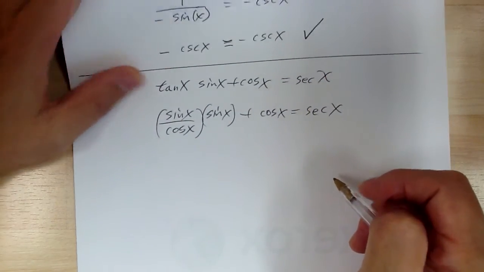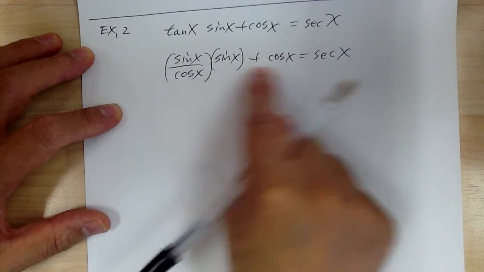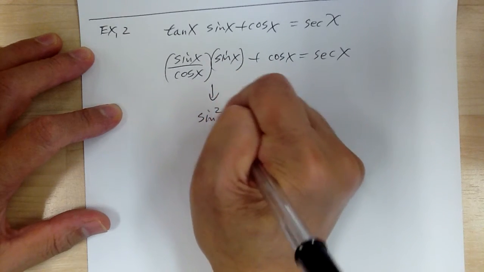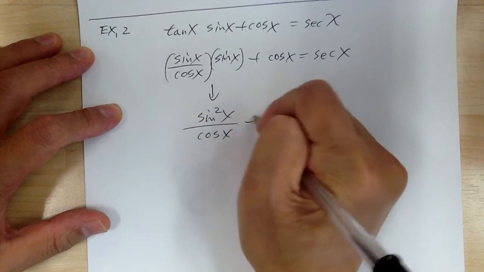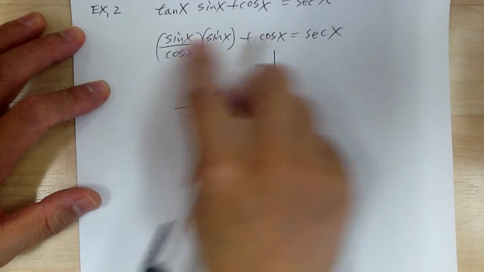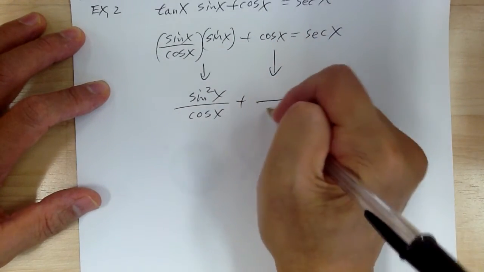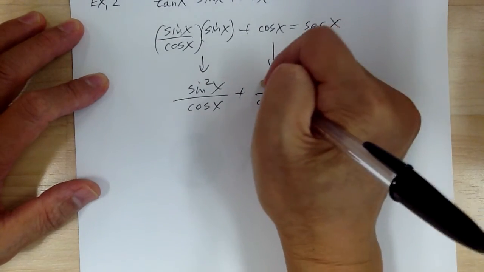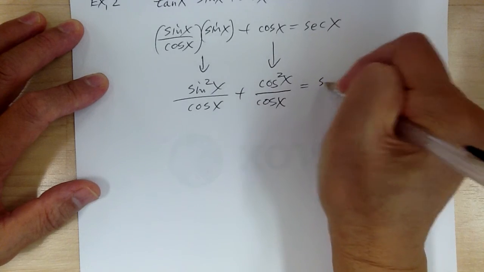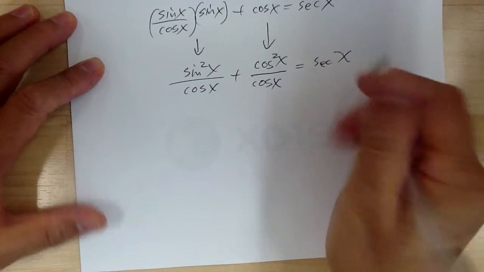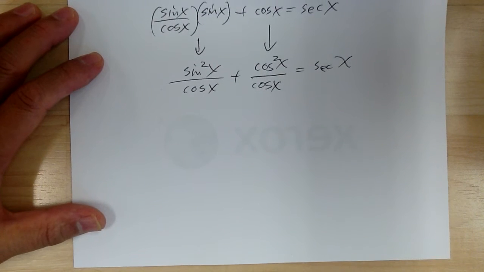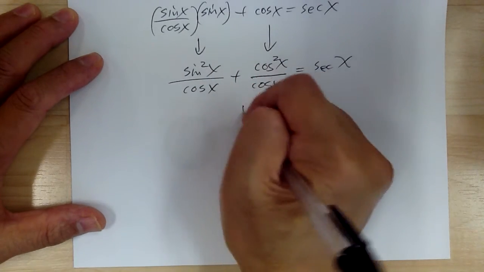Okay? And then, whenever you're going to add, you need to get a common denominator. So this side is going to become sine squared x over cosine x. This side, remember, whenever you add with a fraction, you have to get a common denominator. The denominator is going to be cosine x, so this will become cosine squared x. Now you can add. Notice this comes up over and over: when you add fractions, you need a common denominator. So this becomes 1.